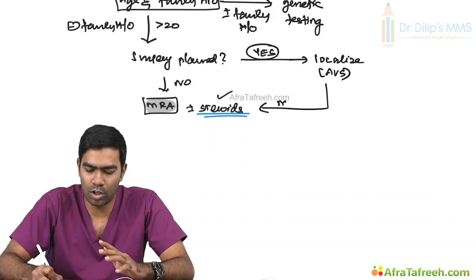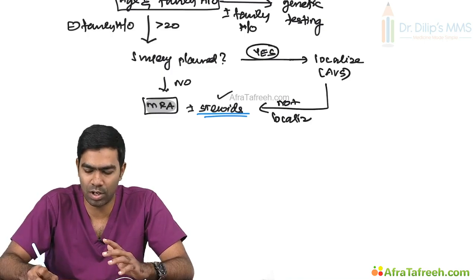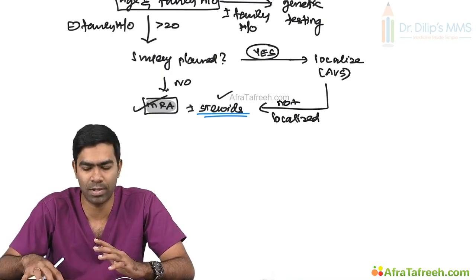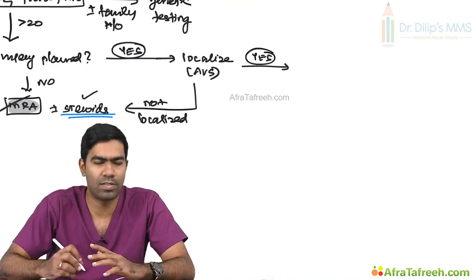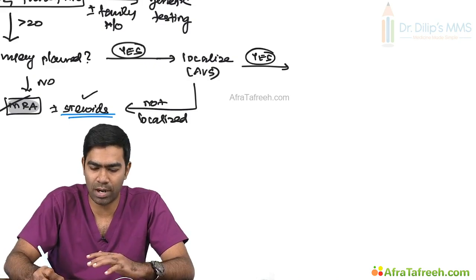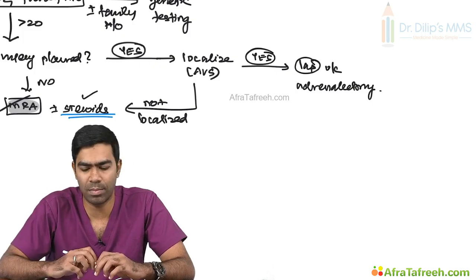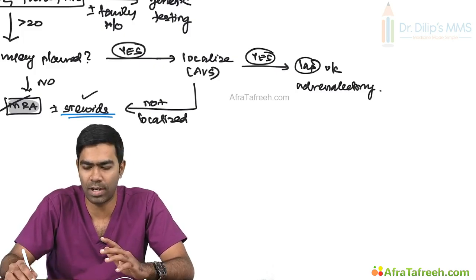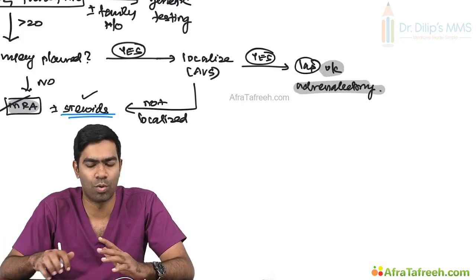If not localized, which means bilaterally there is excessive aldosterone, then you go for medical therapy again. If it is localized and the patient is willing for surgery as well, then you can plan for laparoscopic unilateral adrenalectomy. Obviously, if it's a cancer, you will be going for open adrenalectomy, but if it's an adenoma, which is going to be the common entity, then you can go for a laparoscopic unilateral adrenalectomy, which is more than enough.